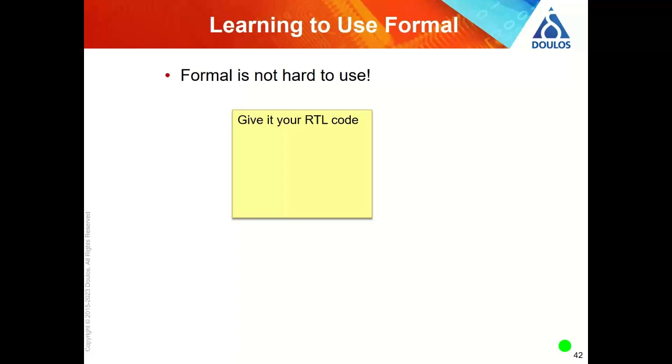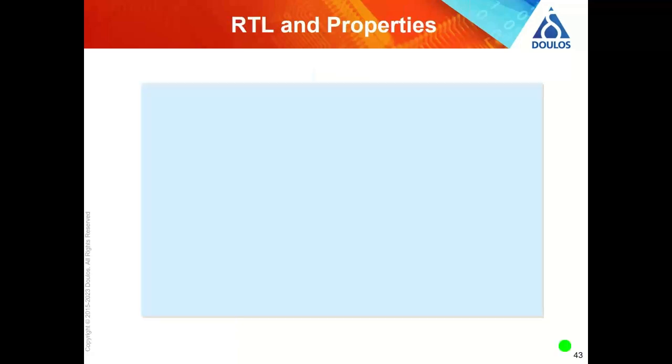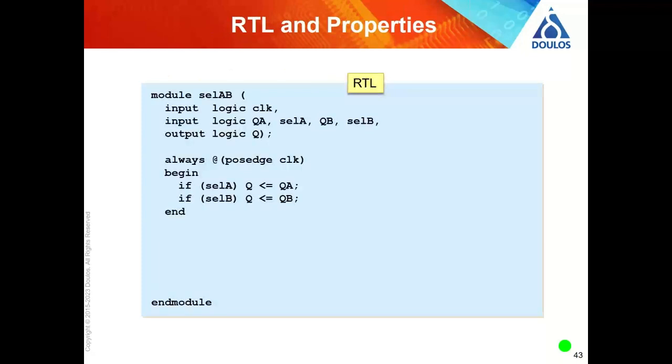So basically, you just give it your RTL code and write some properties. Okay, how do we write some properties? Here's our very simple RTL code. We've got a module with cell A and cell B inputs. We're going to select either QA or QB and write it to the output Q.